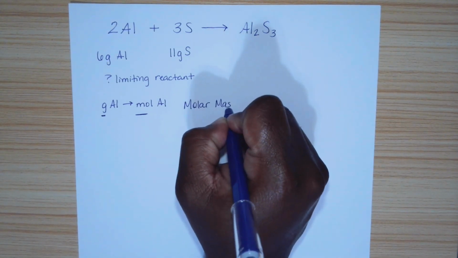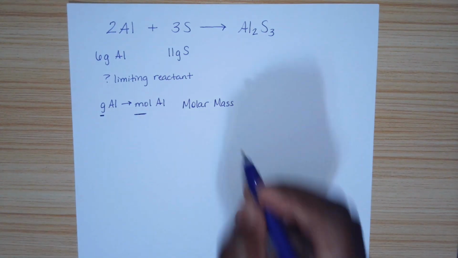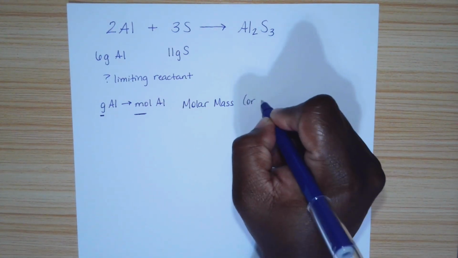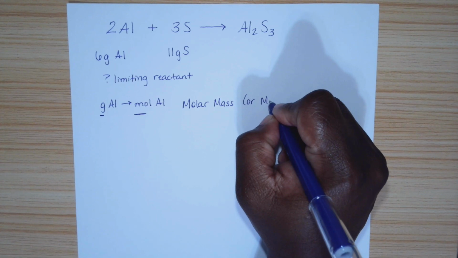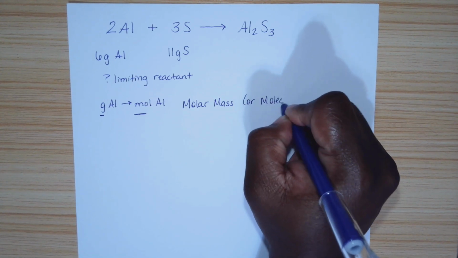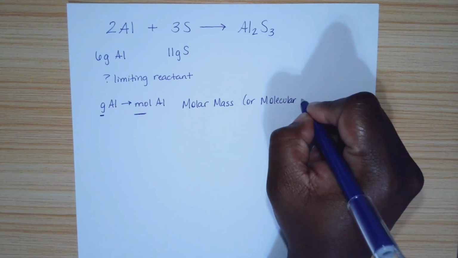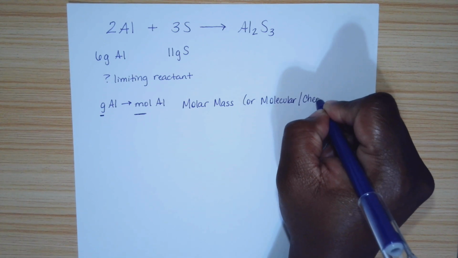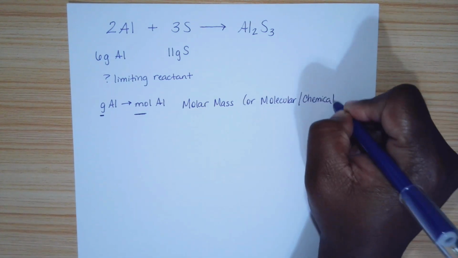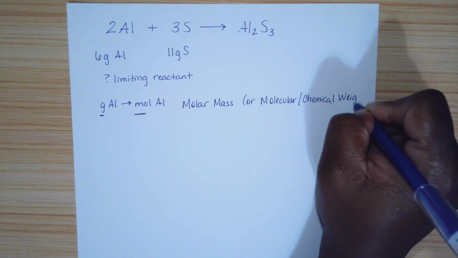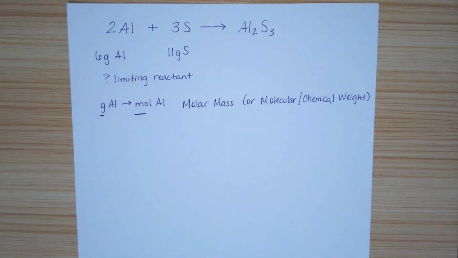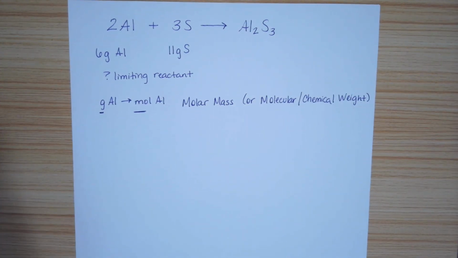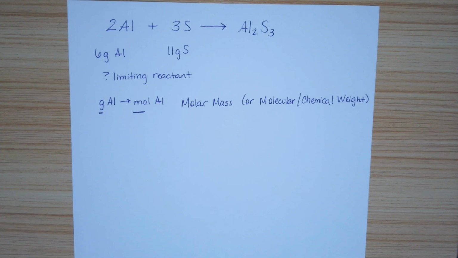Now, depending on your textbook, it may say molar mass. It may say molecular weight or chemical weight. They are all very similar, but there are small differences between them. They're all calculated the same way. But what's different is the unit and what type of compound it represents.